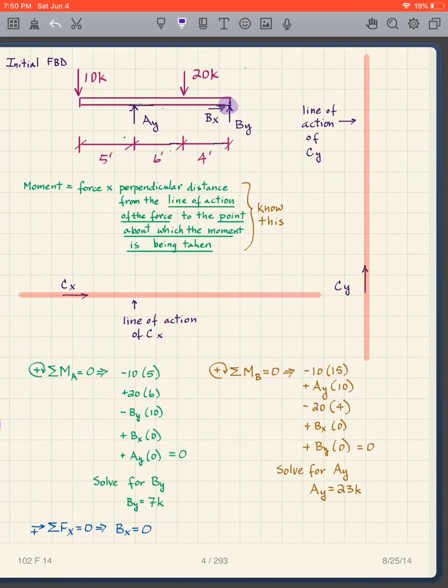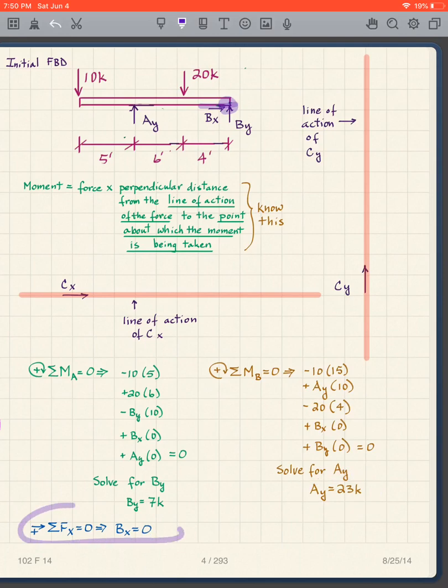And then BX goes through the point, so it's Bx times 0, and By goes through the point, so it's By times 0. Again, because it's 0, I can just throw those out. This is my equation, it's equal to 0, and I can solve for Ay, and I get Ay is 23 kips.